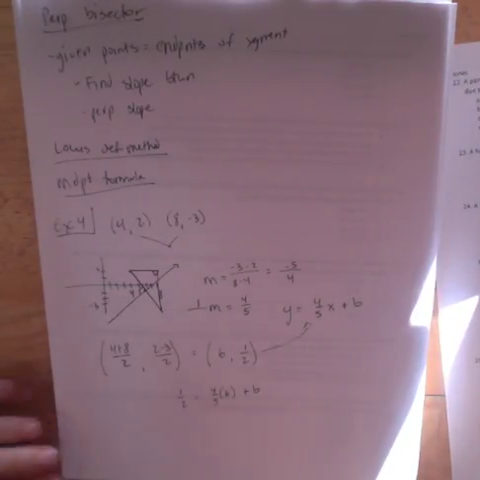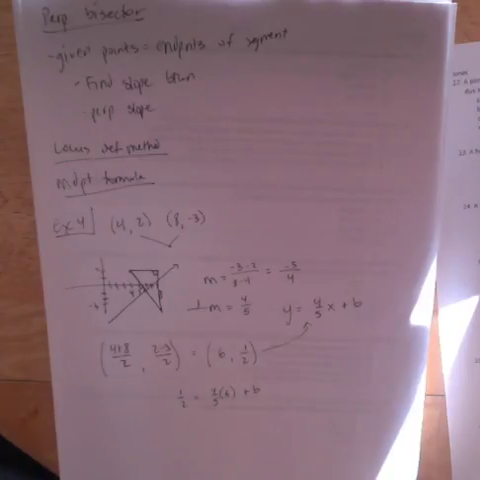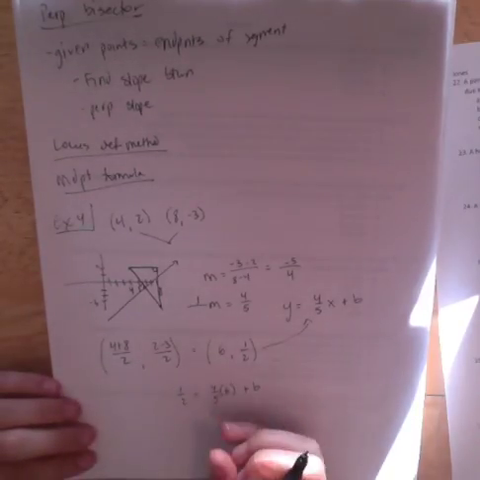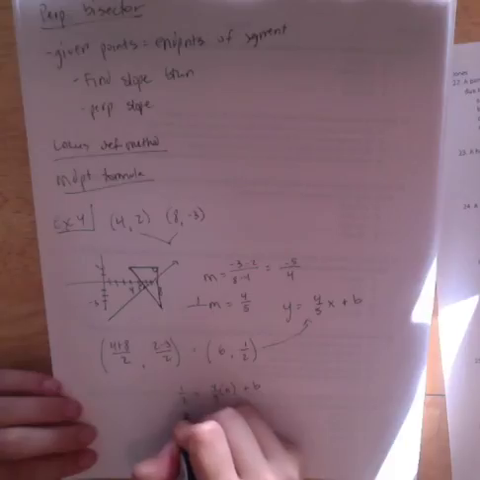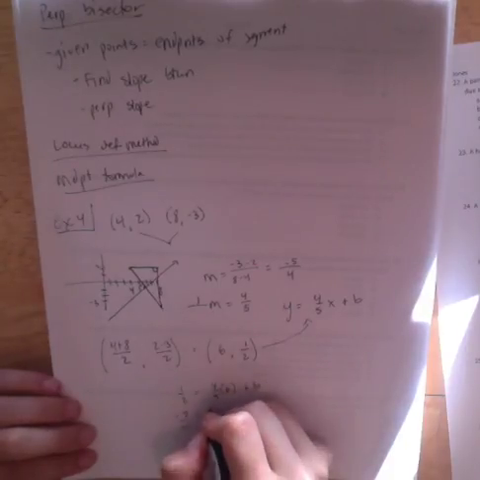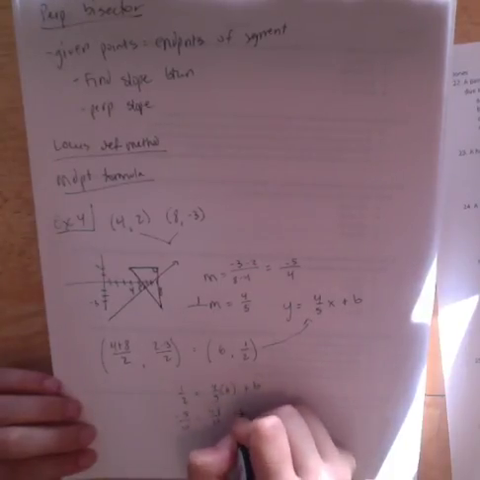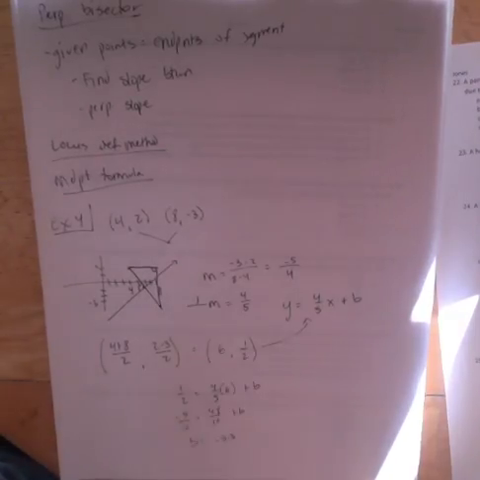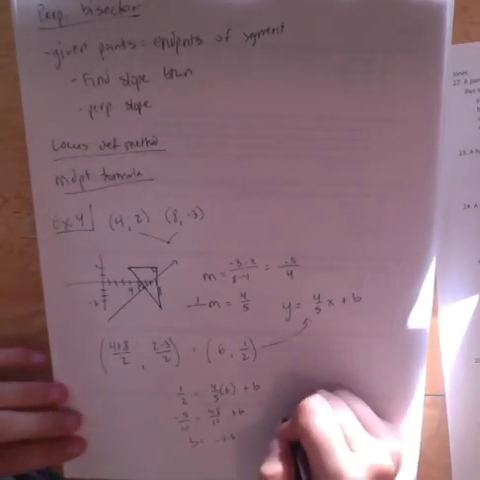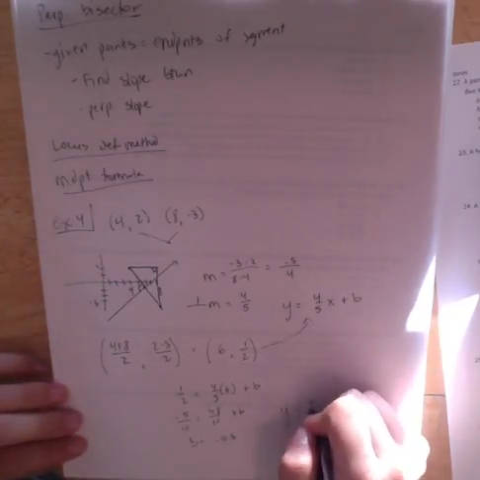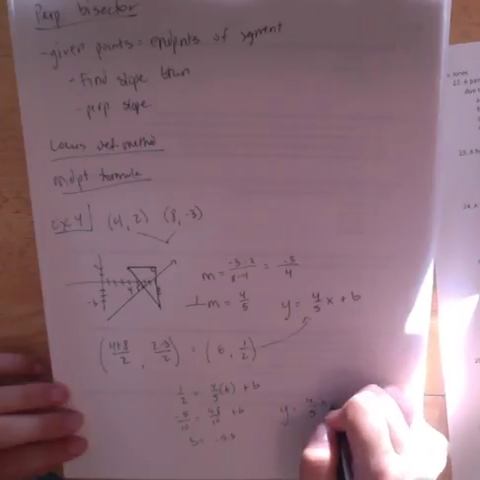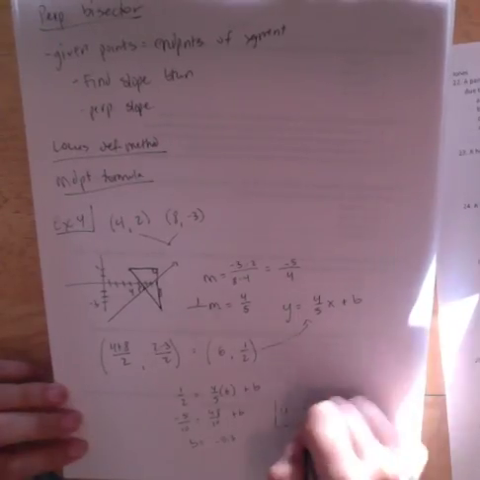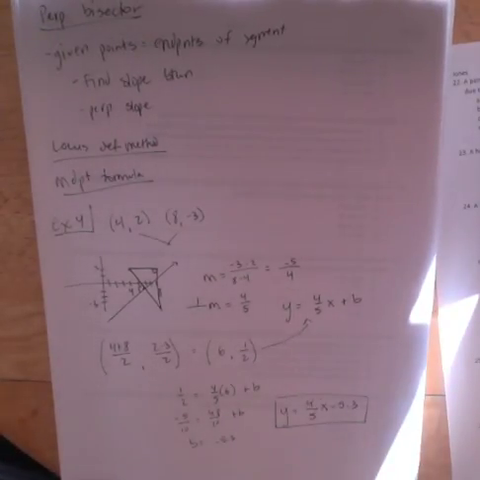So if I wanted everything to have the same denominator, I'd make it the denominator of 10. So this would become -5/10 equals 48 over 10 plus b. b is -5.3. You can solve for b however you want. That's just one way. So the equation of my perpendicular bisector is y equals 4 over 5x minus 5.3. Okay, that's all.